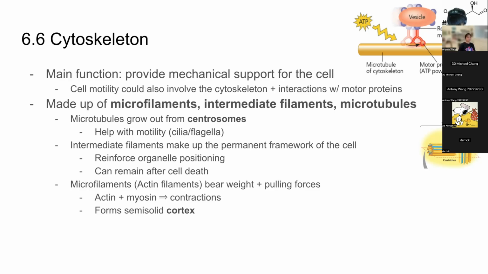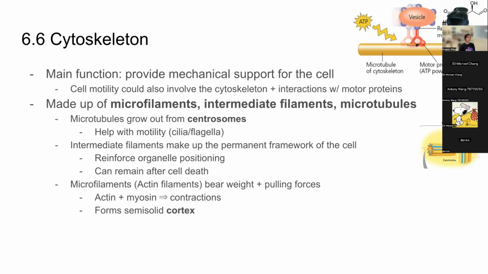So microfilaments are the smallest, and then microtubules are the biggest, while intermediate filaments are right in the middle. So microtubules grow out from centrosomes and help with motility. Intermediate filaments make up the permanent framework of the cell and also can reinforce organelle positioning. So these intermediate filaments will actually remain after cell death, so they maintain cell structure still. And microfilaments, also known as actin filaments, bear weight and pull forces.